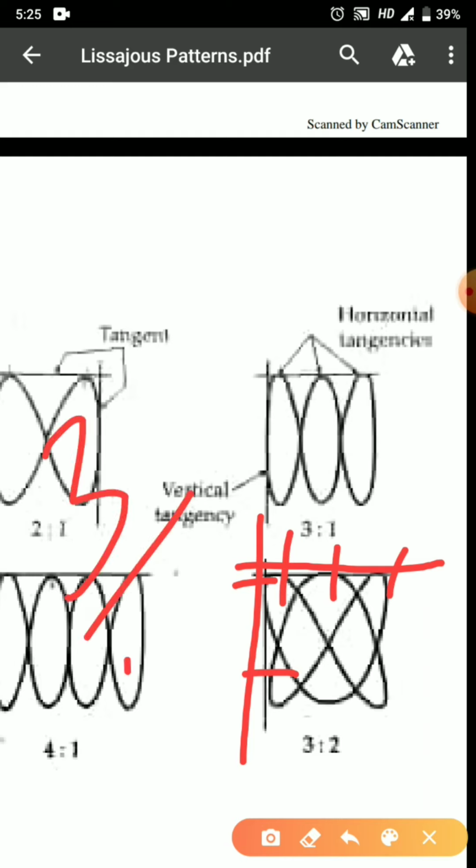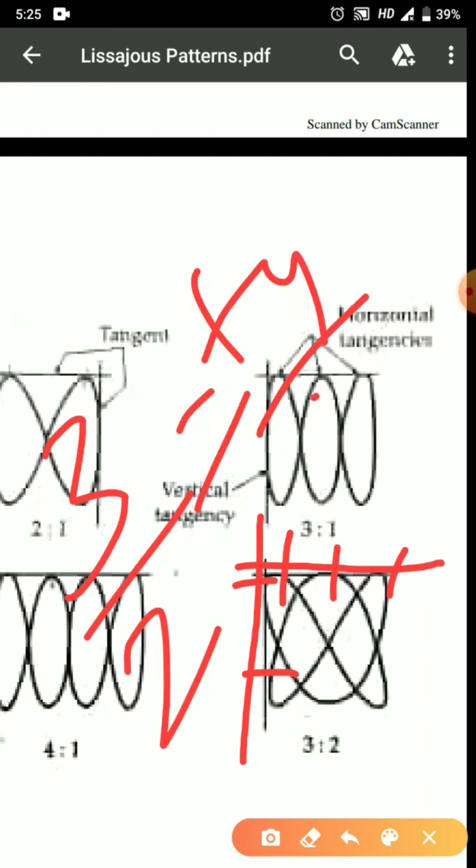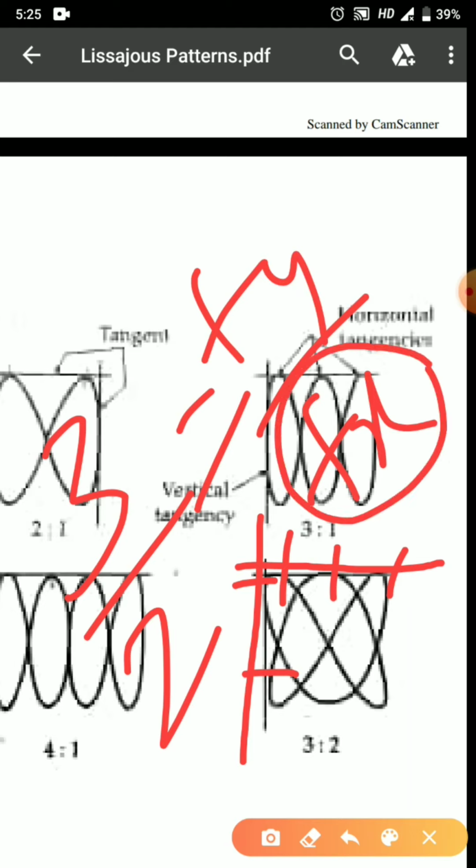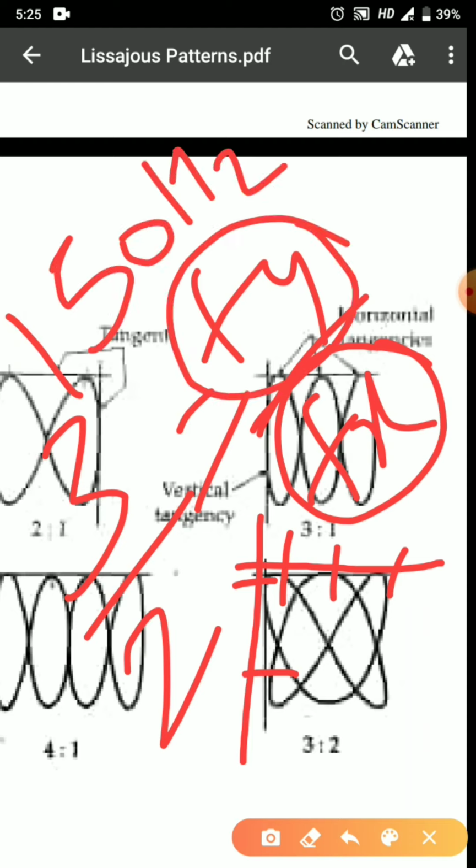So I can write the ratio of Fy to Fx is equal to 3:2. Now here we can see that the X plate value, the voltage that I am given, is a known value. For example, if the Fx value is 50, it means that 150 hertz is the frequency value of the signal that is applied to the Y plate, right?